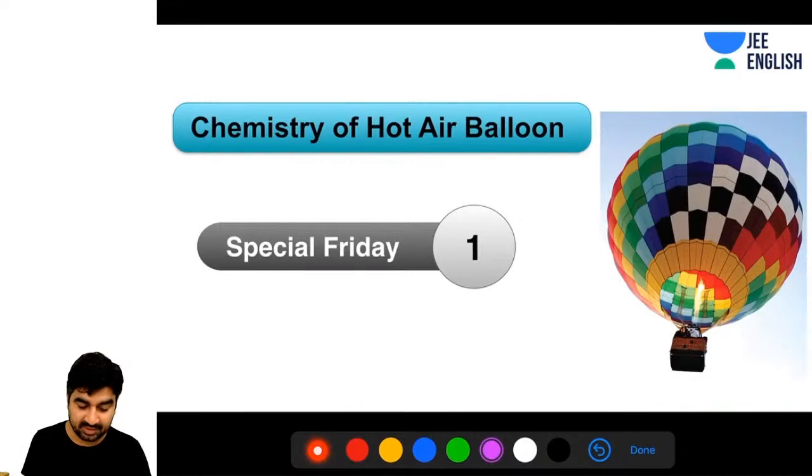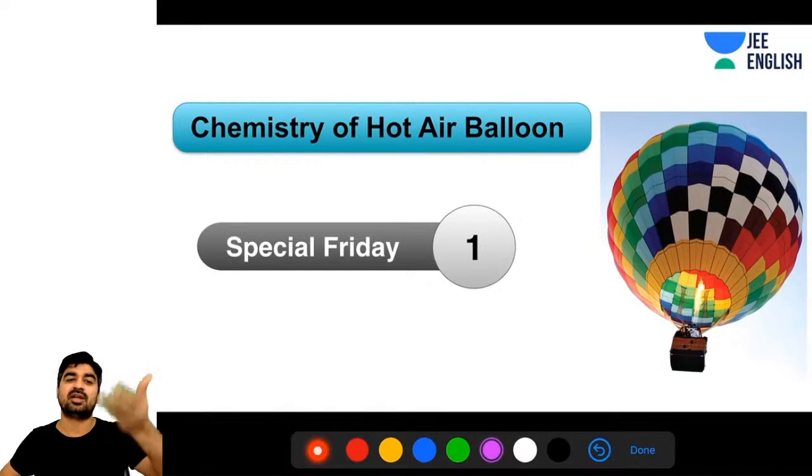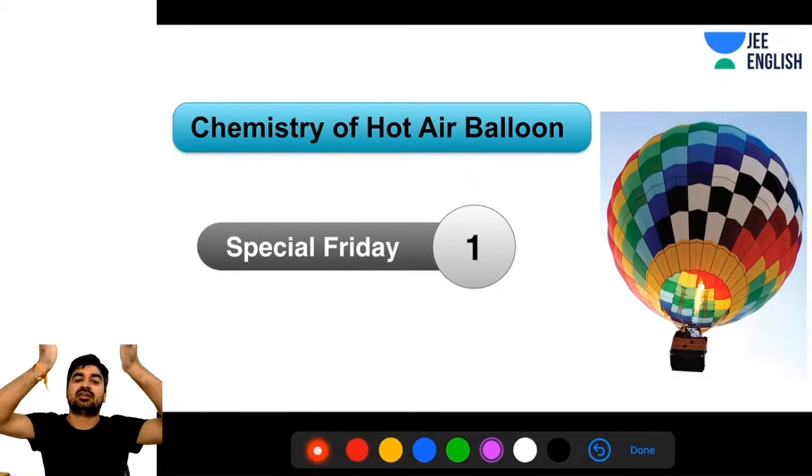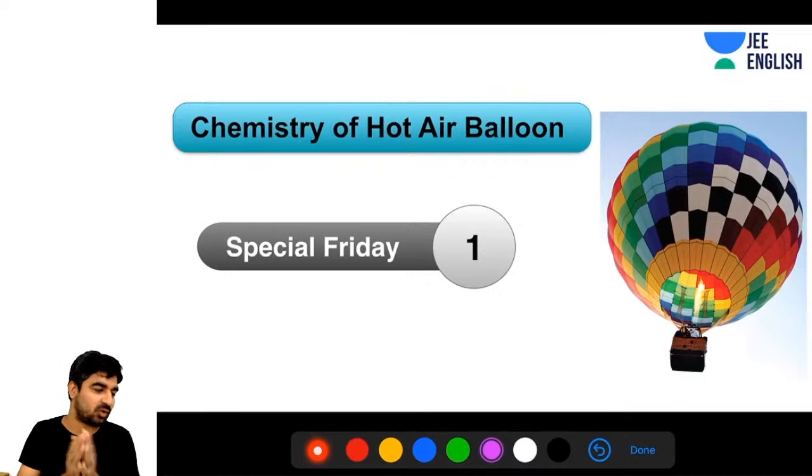So now I'm moving ahead with the chemistry of the hot air balloon, and it's a special Friday. Yesterday I was here in Faridabad. The atmosphere was pleasant, and I was enjoying with my kid. She was again and again asking, "Papa, why does this balloon fly? Why does this balloon fly when, during Diwali, we use fire inside that balloon? Why does that kite fly?" And why does this hot air balloon fly?